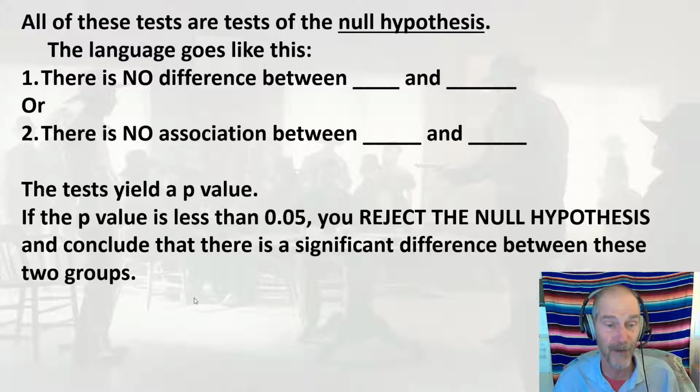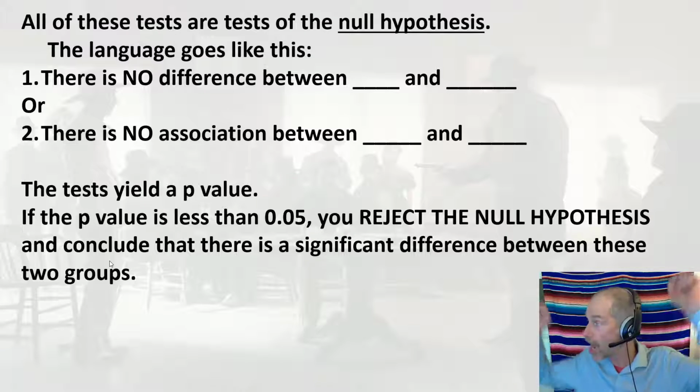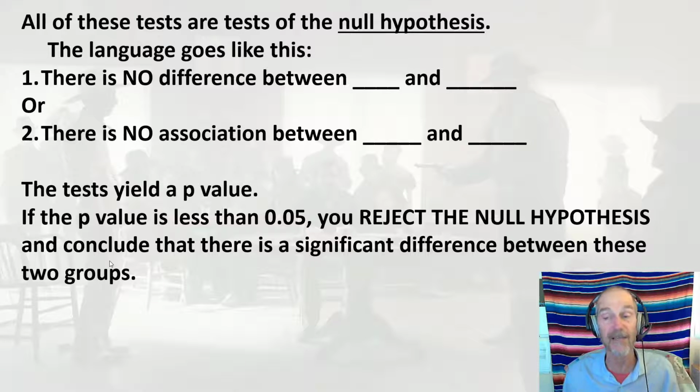Okay, so if the p-value is less than 0.05, you reject the null hypothesis and conclude, yay, that there is a significant difference. My pill worked. That's what you hope. Doesn't always work out that way.